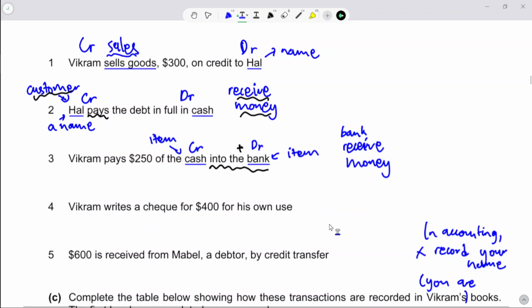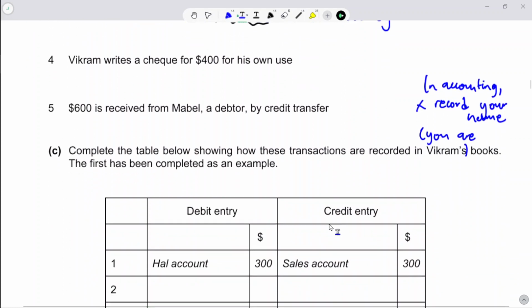I will scroll down. So let's see here. Check. Actually, check is an item. Own use is actually drawing. As you can see, this drawing, D, it's actually debit. That is how I remember that. So if there is one debit, another one will be credit.